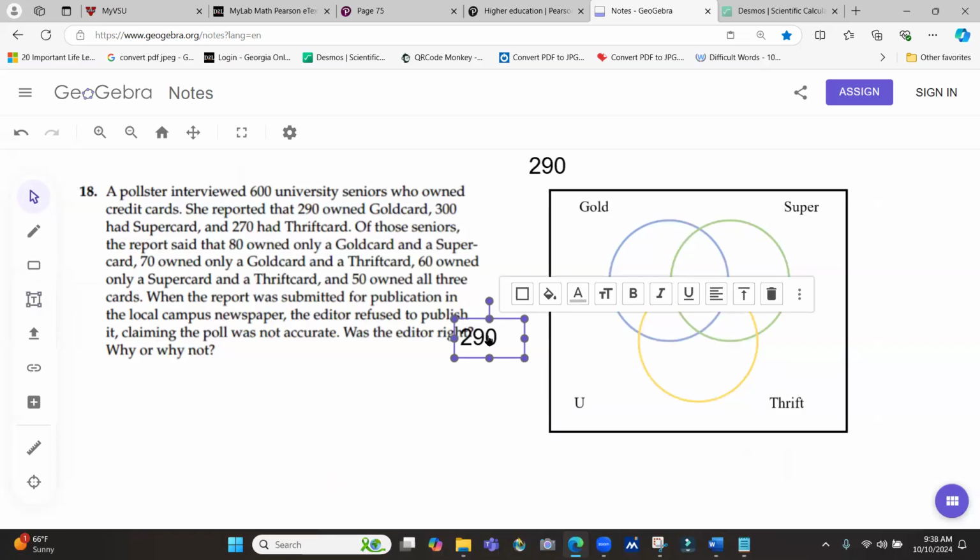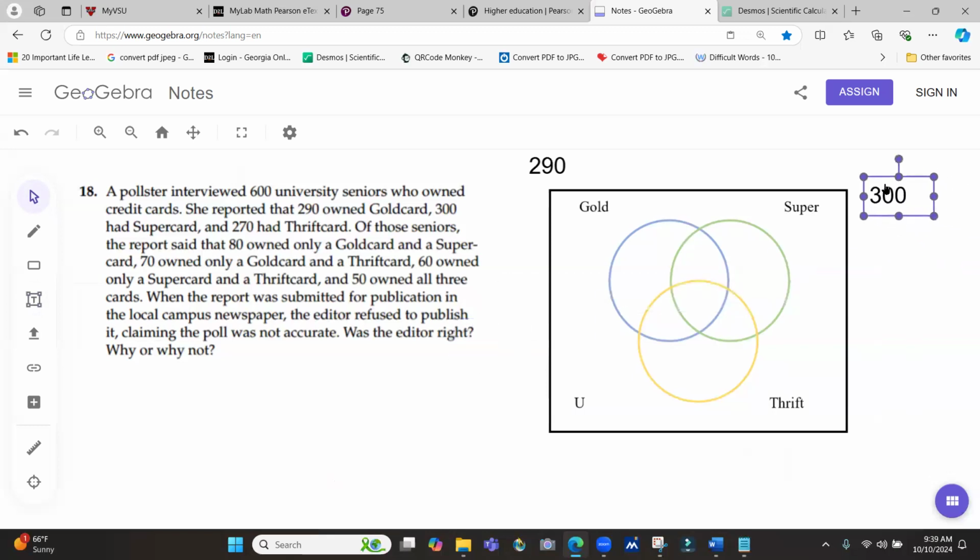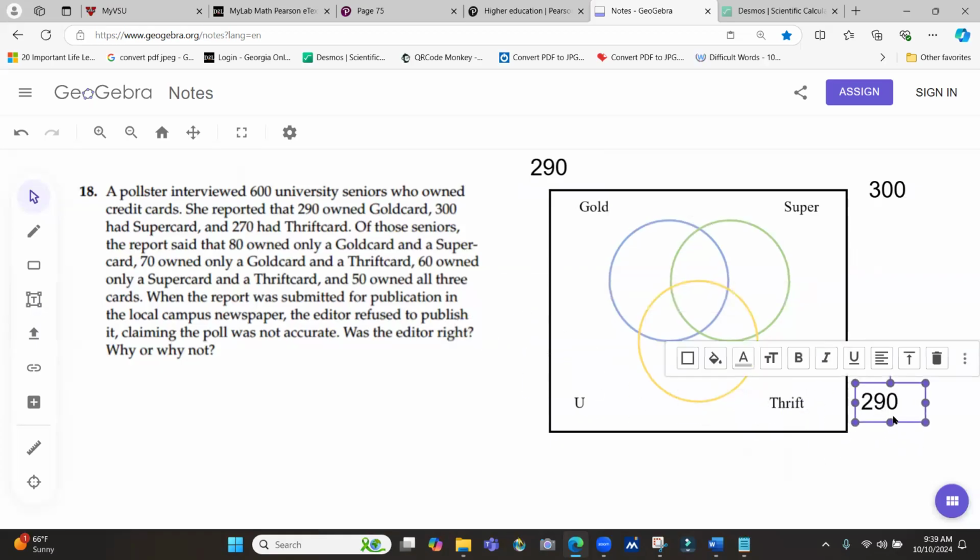300 super card. 300 people own the super card. I'm going to set it outside. The green circle should add up to 300. 270 own the thrift card. I'm going to set it outside. 270. Okay. Now, of those seniors, there were 600 people involved.